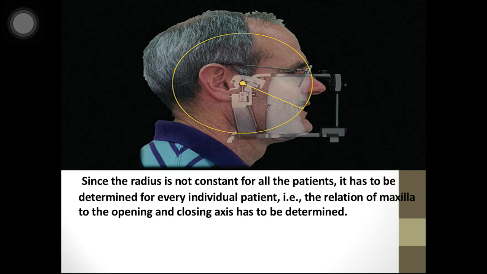Now this is the center of the condyle, and the mandible opens and closes according to this opening and closing axis. Now this relationship of maxilla to this opening and closing axis is basically what orientation jaw relation is all about.